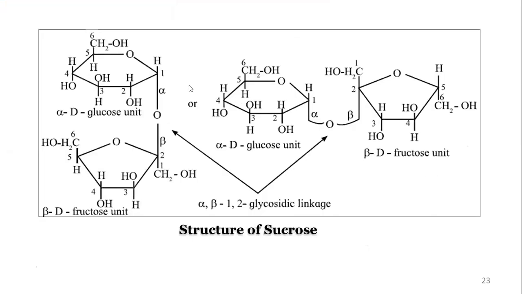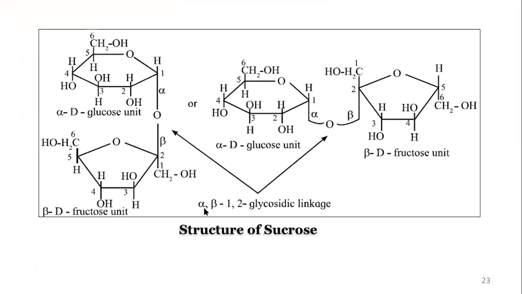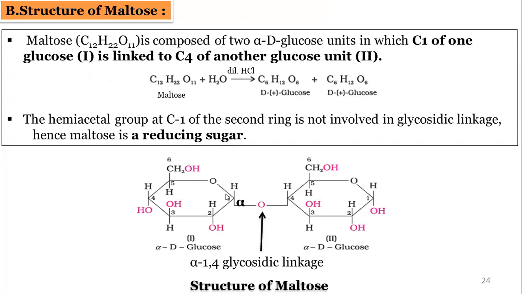So observe this structure carefully. This is alpha D glucose, OH is below, and this is beta D fructose, OH is above. This structure can be asked for 1 mark. So remember this linkage. In case of sucrose, the linkage is alpha beta 1,2 glycosidic linkage. Remember this linkage.